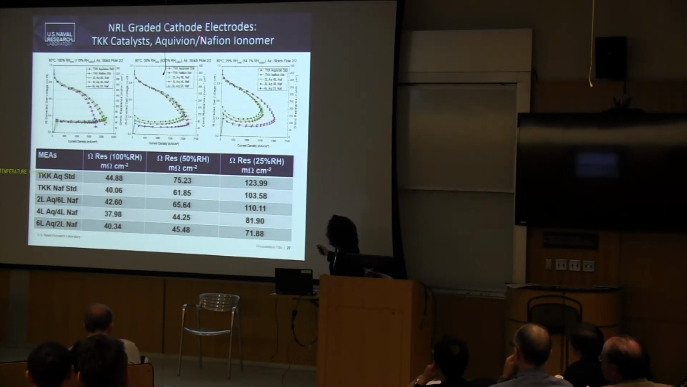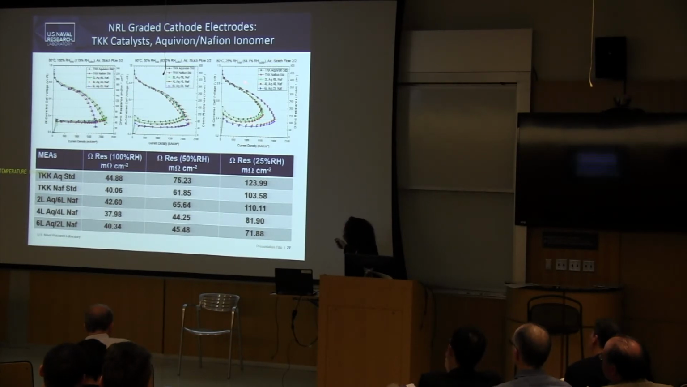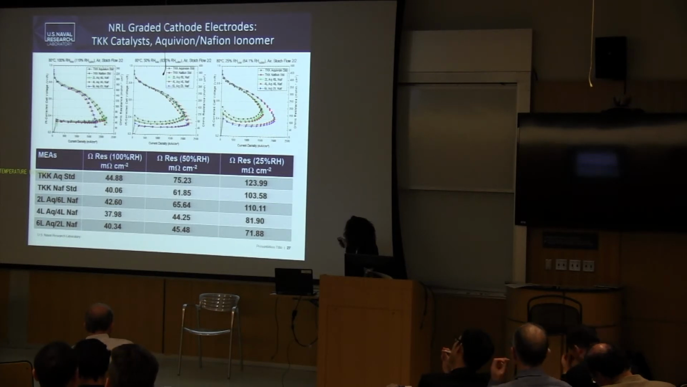So these are TKK catalysts. Which one did he use? This was with different types of Aquivion and Nafion. Remember I said adding in the different ionomer changed the porosity. So he went through and changed the different layers, 2 layers with Aquivion, 2 with Nafion, and it's quite significant performance. If you look out here, again, I'm going to draw your eye to 0.6 volts, how he's able to, with the graded electrodes, 4 layers of Aquivion, 6 layers of Aquivion, really outperform just the TKK Aquivion standard. Isn't that amazing? Just by changing the porosity.